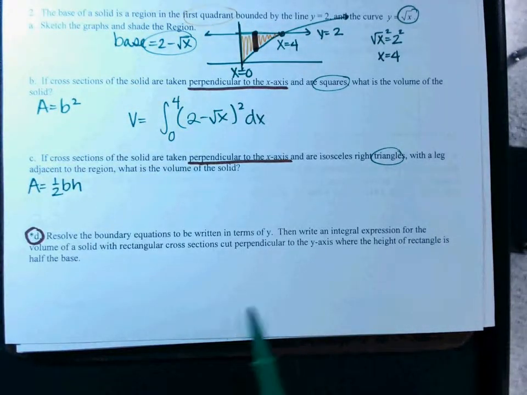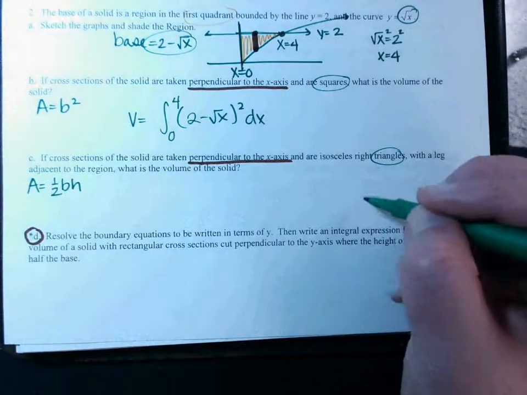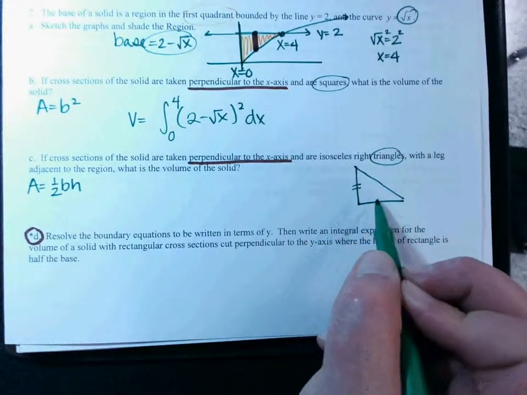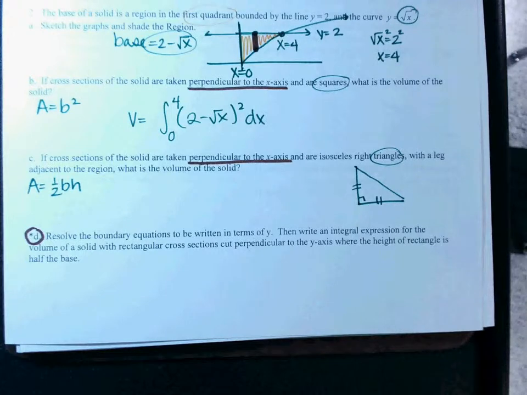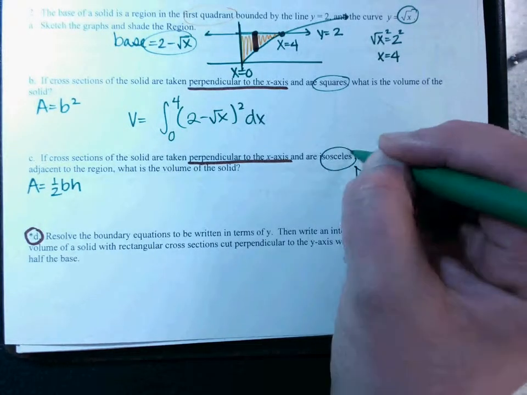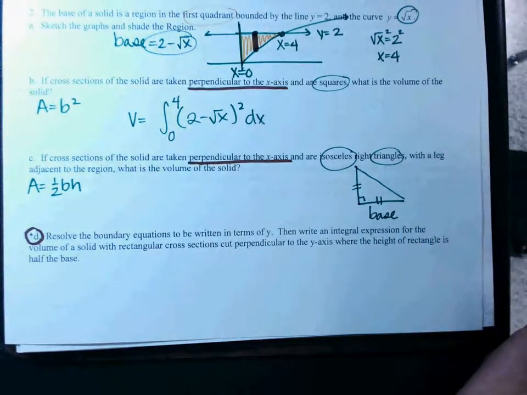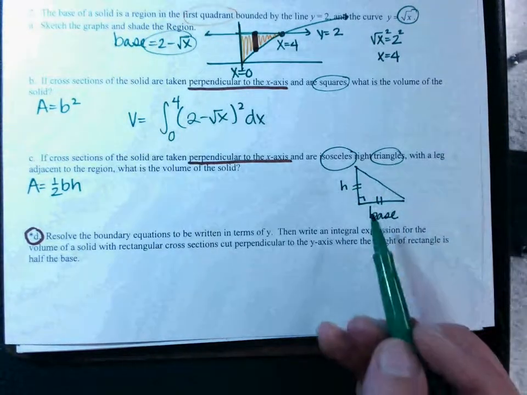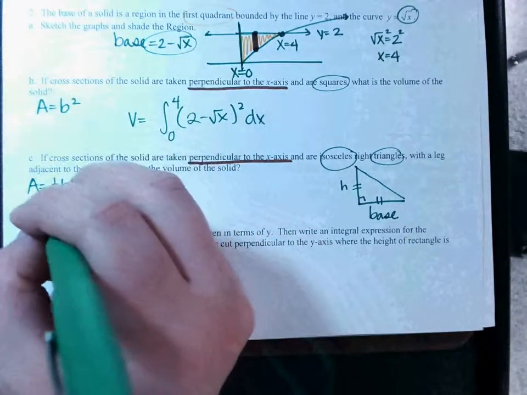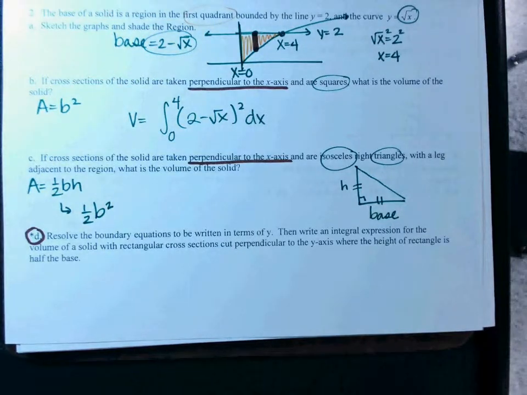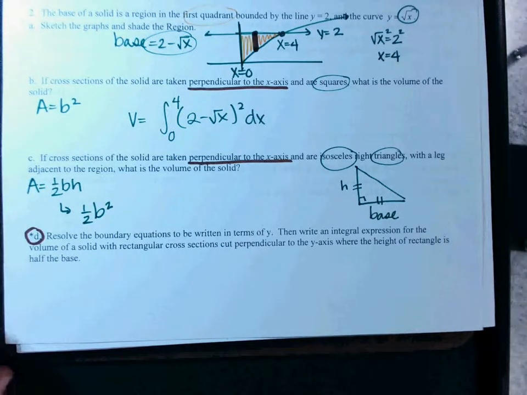But then it's saying that I want a leg in the region. That means that one of your legs has to be down. So these two match each other. Okay, well then think about if it's isosceles, what that means is that two of your sides have to match. So if this is my base, then my height has to also be my base. So I'm going to rewrite this as 1/2 base squared. And remember, I can only do that in this case because it's isosceles, so the base and the height match.